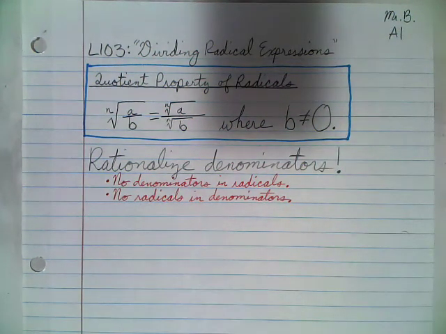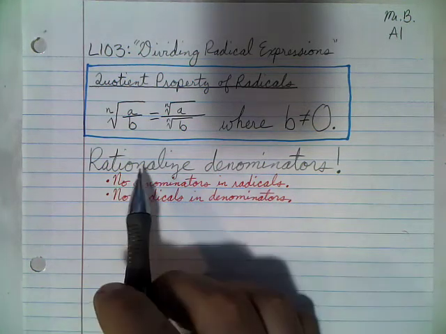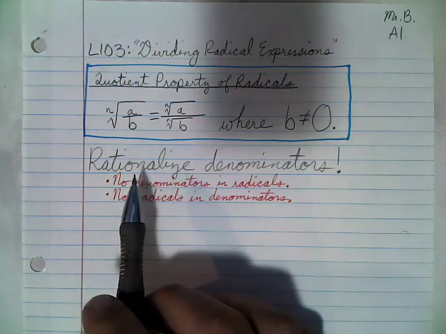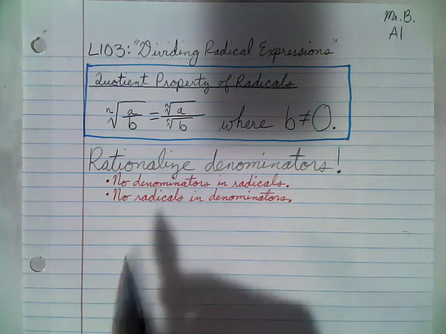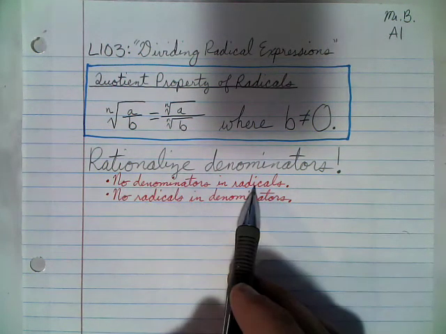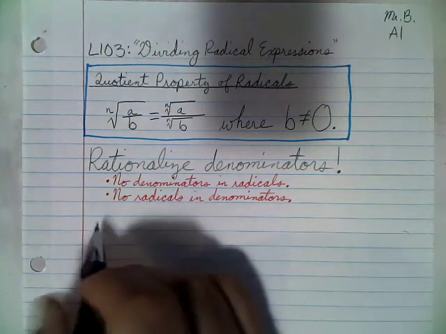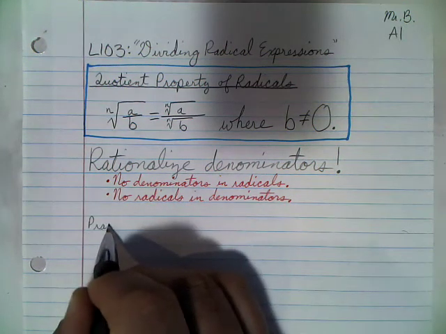So ladies and gentlemen, this leads us to a concept that you will be using a lot as you move forward in your mathematical education, where we don't allow radicals to be in denominators. And so we do this thing called rationalize the denominator. So you need to rationalize your denominators. And so what that means is no denominators in radicals and no radicals in denominators. So to help us with this, we are going to take a look at the practice problems.